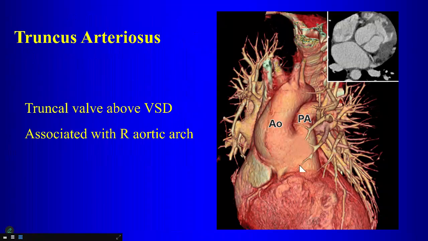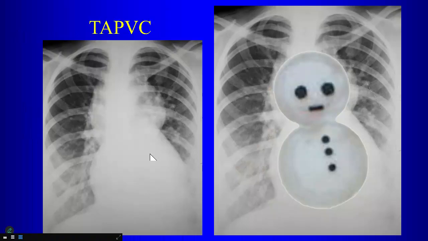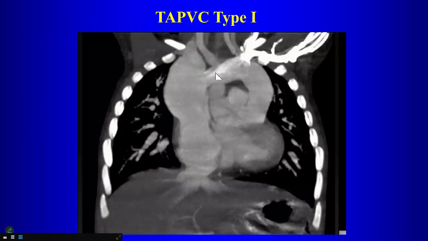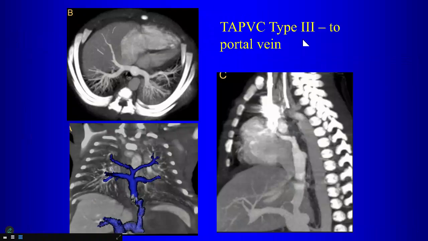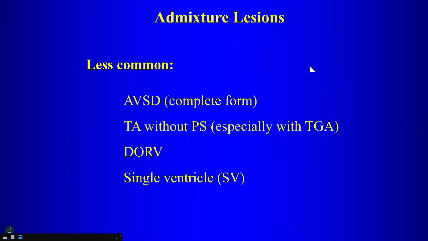Truncus arteriosus, one common vessel above the ventricular septal defect. The aorta and pulmonary artery come off separately from that vessel. The snowman, you all recognize at this point, anomalous pulmonary venous return type 1. And if you have normal heart size and failure, cyanosis in the newborn period, you want to think about anomalous pulmonary venous return type 3, where it drains below the diaphragm to the portal vein, gets obstructed, causing pulmonary venous hypertension and failure, but normal heart size. All right? So it's quiz time. Any questions?